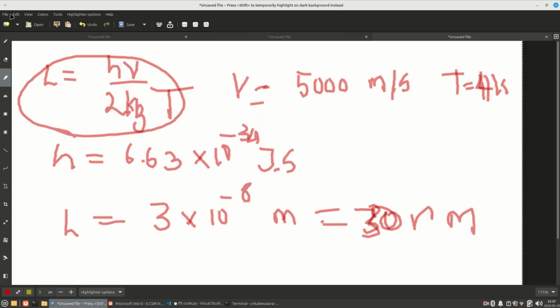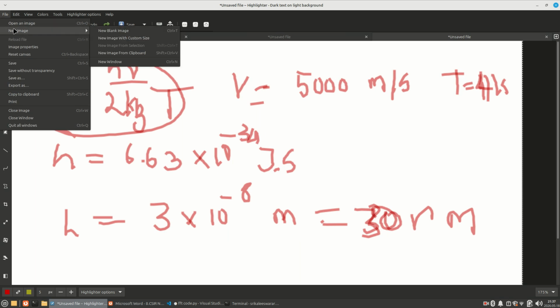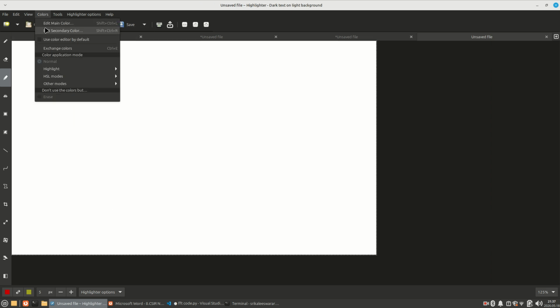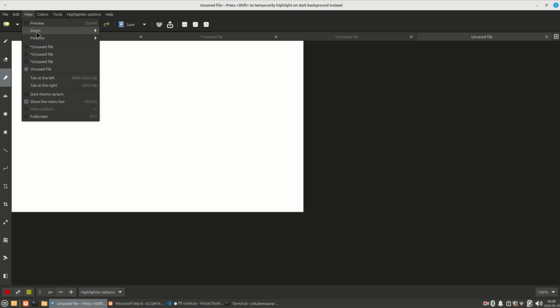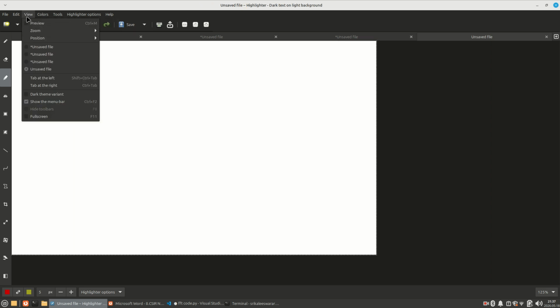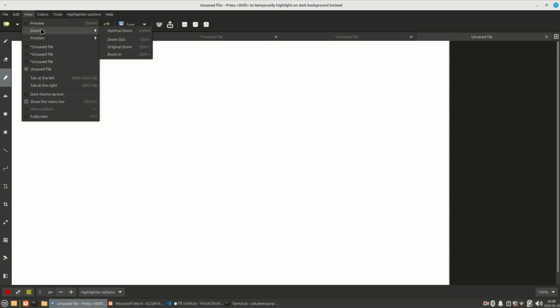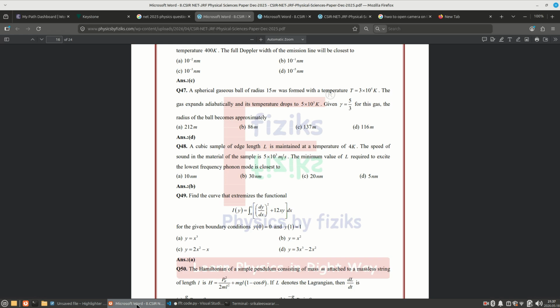Okay, let me dive into question number 49. Zoom in once again. Let me look at question number 49. Here we have a function, the integral of (dy by dx) the whole square plus 12xy, whole into dx. We have to find which y value is correct for the boundary conditions.